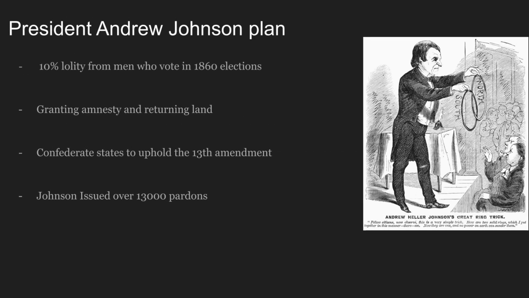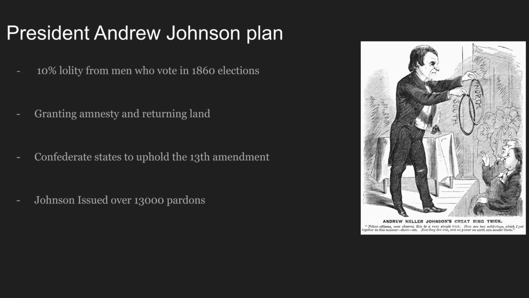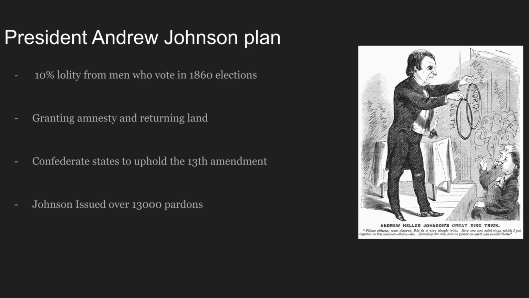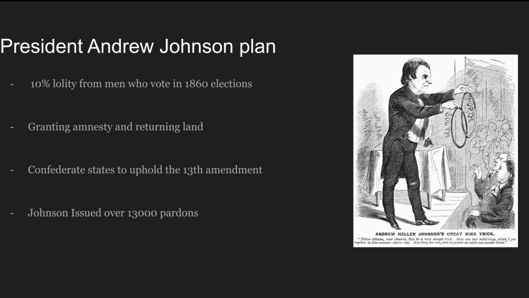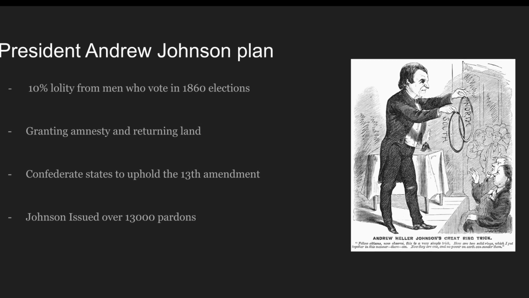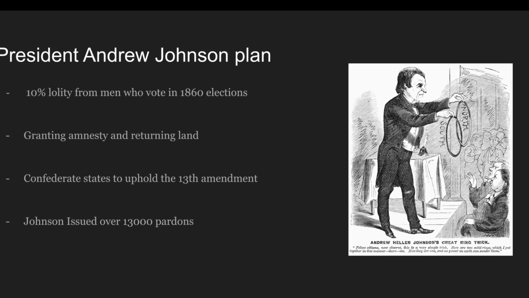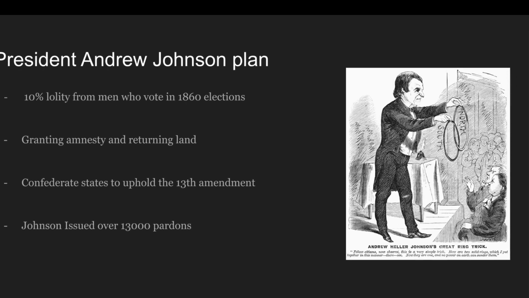President Andrew Johnson's plan: 10% loyalty for men who voted in the 1860 elections. He granted amnesty and returned land to those Confederates who voted for him. Confederate states were to uphold the 13th Amendment, and Johnson issued over 13,000 pardons during his time.